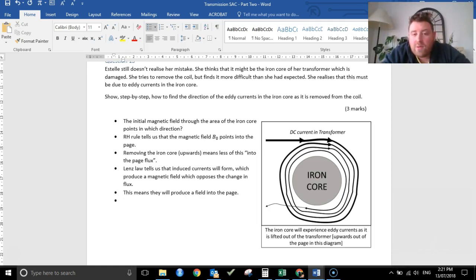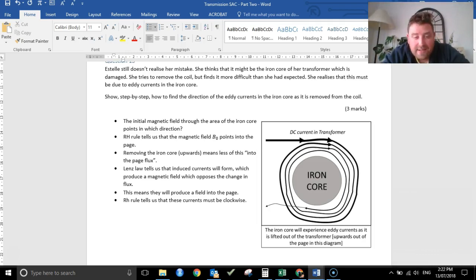And then we just say, well, what type of current produces an into the page field? Well, we actually already worked it out. We've already got it on that diagram. That current going clockwise produced an into the page field. So if we want more into the page field, then we need a clockwise current. So right-hand rule tells us that these currents must be clockwise. Okay.